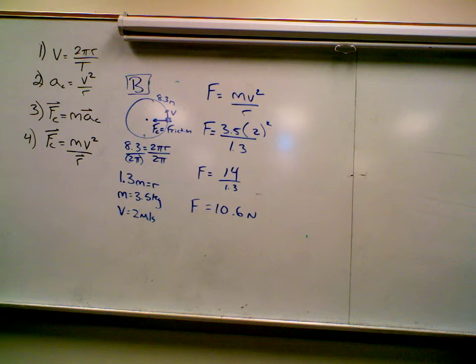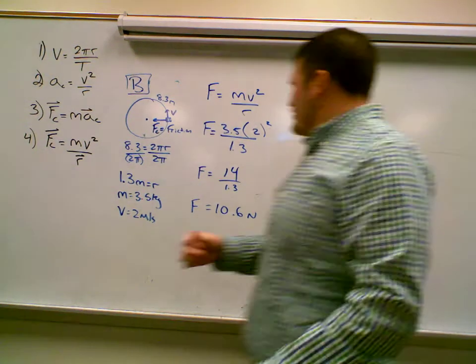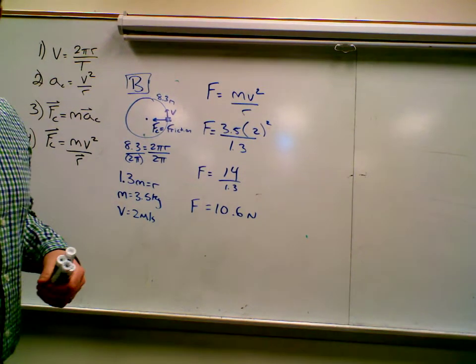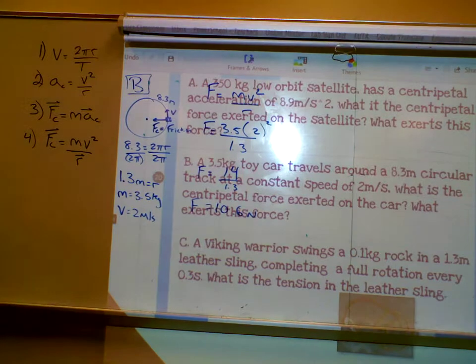Okay. So what keeps that car going around the track is friction. Does that make sense? All right, part C.